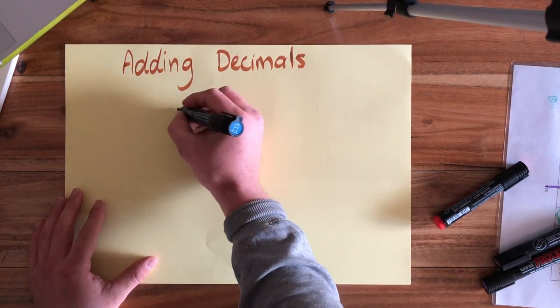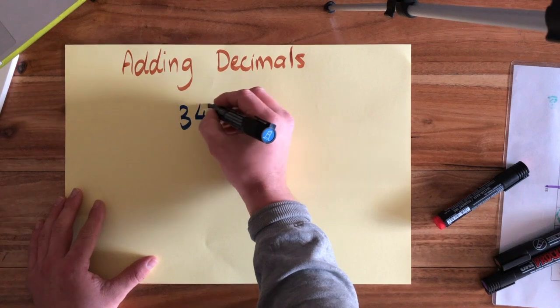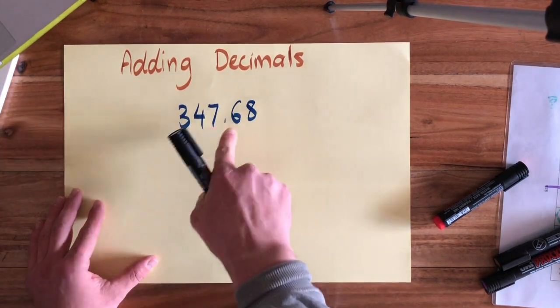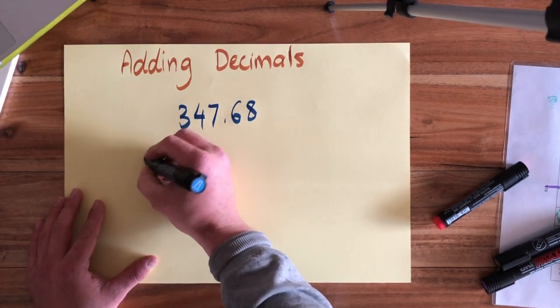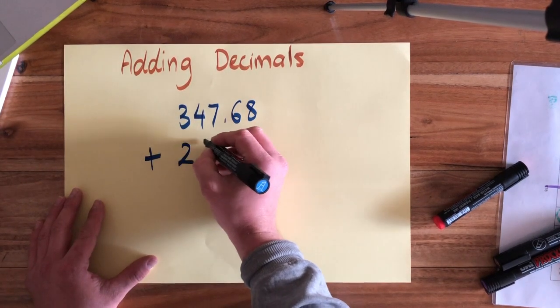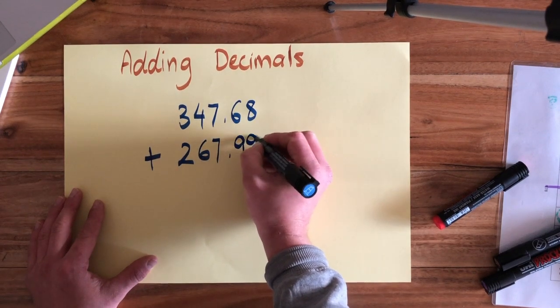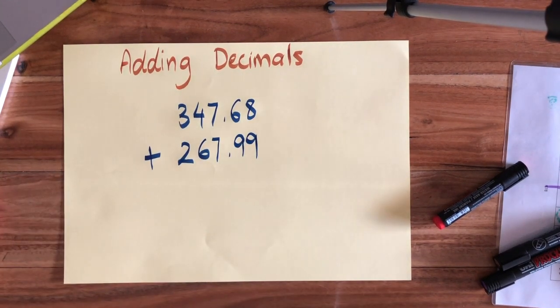We'll do 347 and 68 hundredths, or 610 and 8 hundredths. And we're going to add this to 267 and 99 hundredths. Here we go.